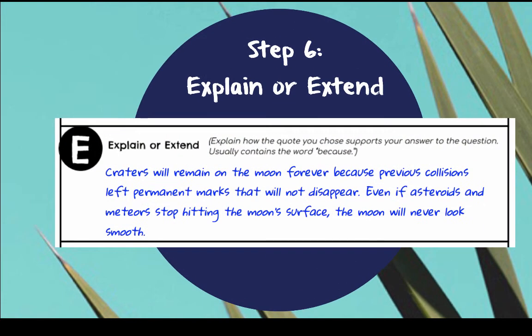Step 6 is explain or extend, and this is the most tricky part of this because we have to explain how that quote we chose supports our answer to the question. A hint is that this part usually contains the word because. So I wrote, craters will remain on the moon forever because previous collisions left permanent marks that will not disappear. Even if asteroids and meteors stopped hitting the moon's surface, the moon will never look smooth.